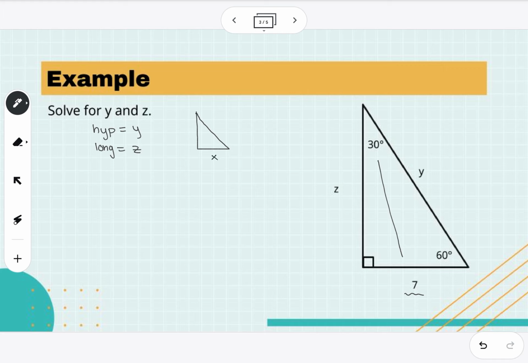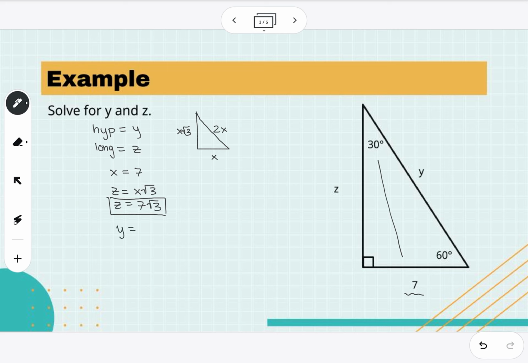I want us to try to use the diagram to help us out as much as possible. So our shorter side is represented by x. Our longer side is x rad 3. Our hypotenuse is 2x. So I know here my shortest side, x, equals 7. That's given information. Z, that's my longer leg, so that's x rad 3. Well, I know what x is, so I can just plug that in, 7 rad 3. Boom, we solved it. That's what z is.